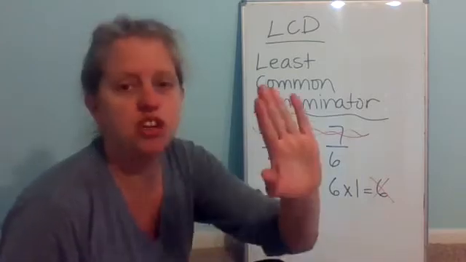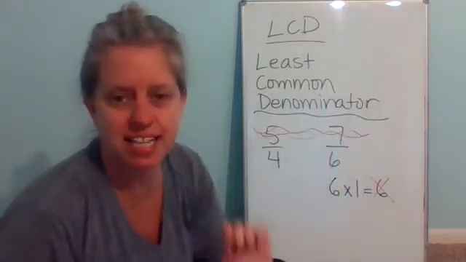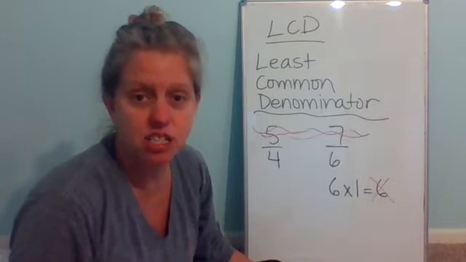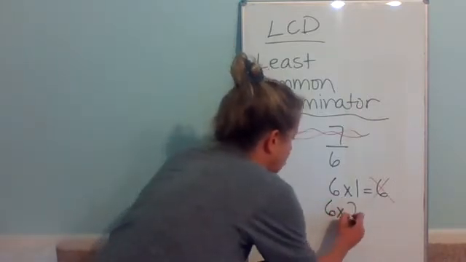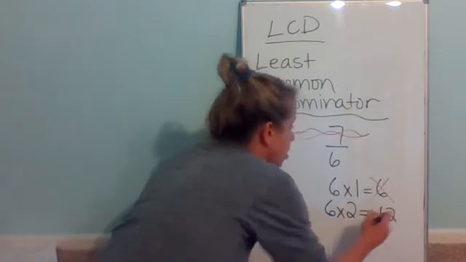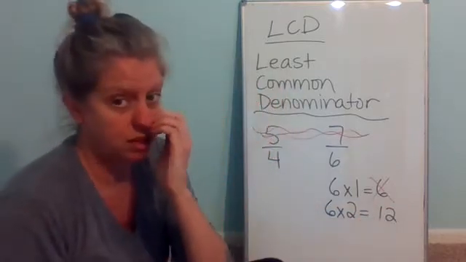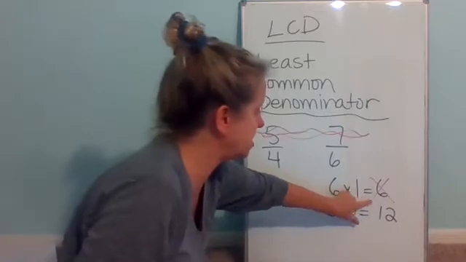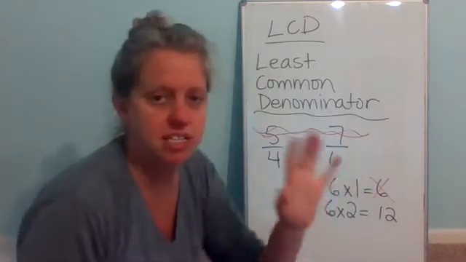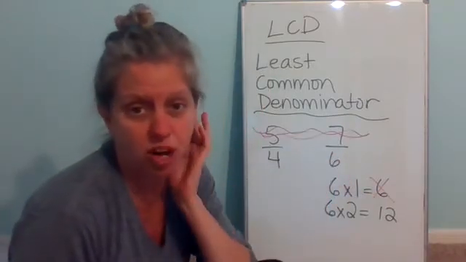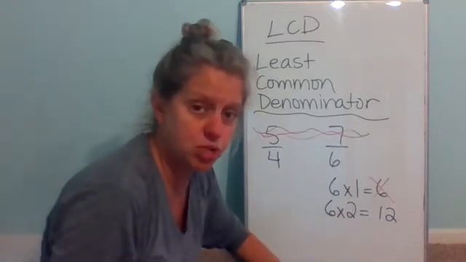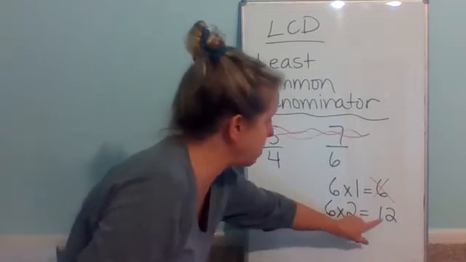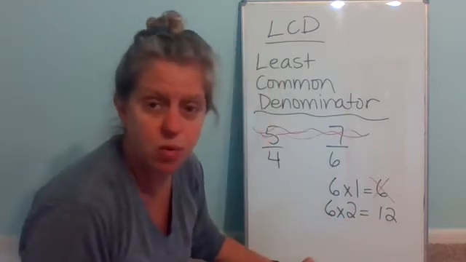So 6 wasn't it. Now I'm going to find the very next thing that 6 goes into. After 6 times 1, I will do 6 times 2, which gives me 12. So 6 goes into 6, but 4 didn't, which means that's not the smallest thing they both go into. The very next number that I can use is the very next number that 6 goes into evenly, which is 12.